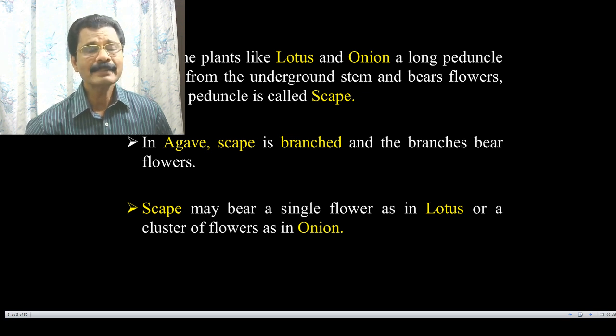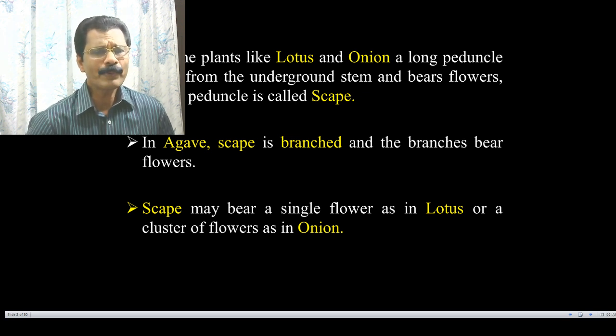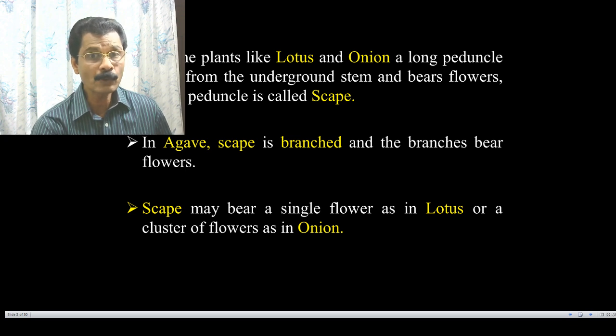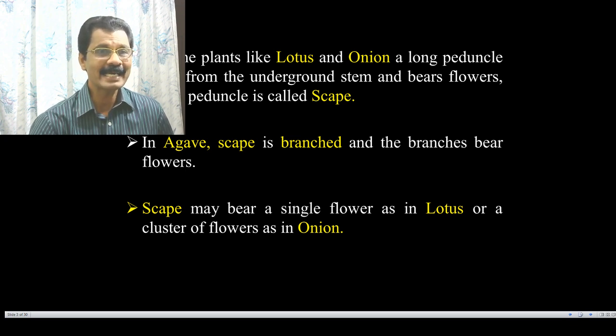In some plants like lotus and onion, a long peduncle arises from the underground stem and bears flowers. Such a peduncle is called a scape. In agave, the scape is branched and the branches bear flowers. The scape may bear a single flower as in lotus or a cluster of flowers as in onion.